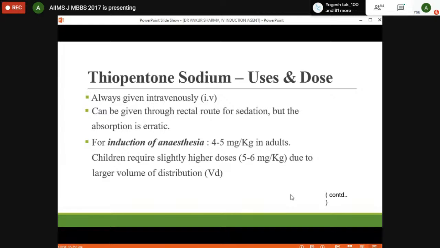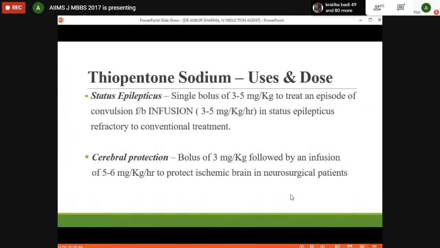It should always be given by intravenous route. It can be given through the rectal route for sedation, but the absorption is very erratic. The dose for induction of anesthesia is 4 to 5 mg per kg in adults, but children require slightly higher doses, 5 to 6 mg per kg, because of the larger volume of distribution in children.